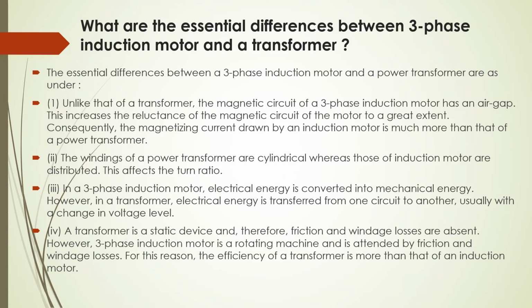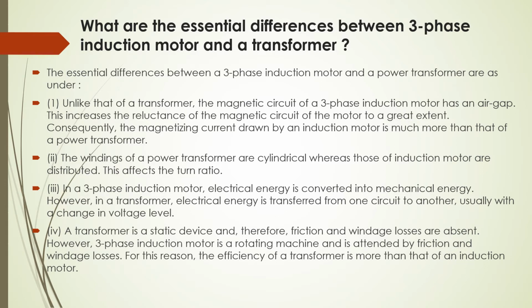What are the essential differences between a three-phase induction motor and a transformer? The essential differences between a three-phase induction motor and a power transformer are as under. Unlike that of a transformer, the magnetic circuit of a three-phase induction motor has an air gap. This increases the reluctance of the magnetic circuit of the motor to a great extent. Consequently, the magnetizing current drawn by an induction motor is much more than that of a power transformer.